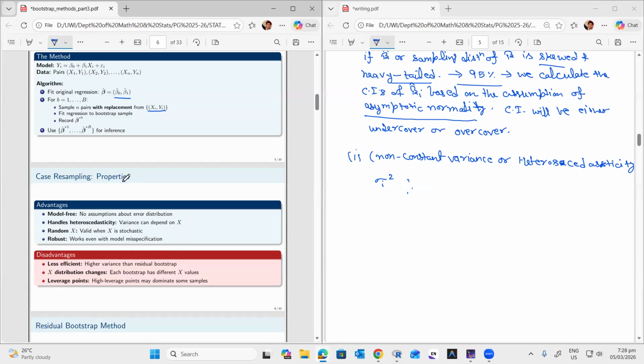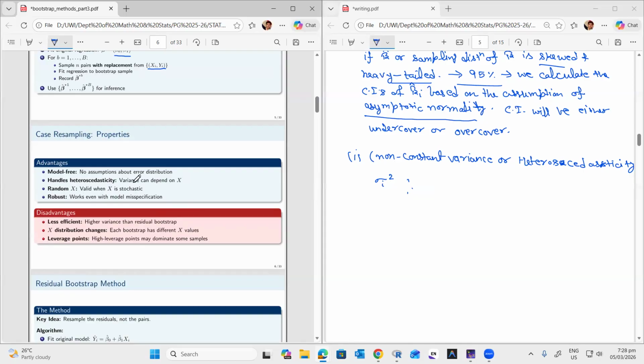The disadvantage is that it may have higher variance compared to the residual bootstrap, and x distributions change. Each bootstrap sample has different x values, so the distribution of x can be changed. Also, high leverage points may dominate some samples. So that may also happen in that one. All right.